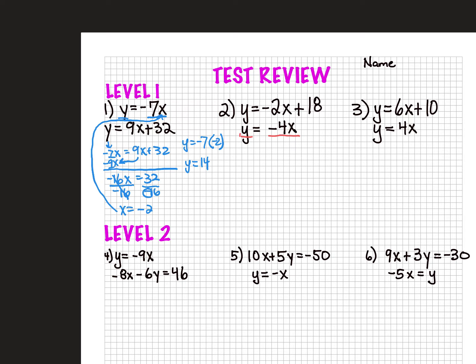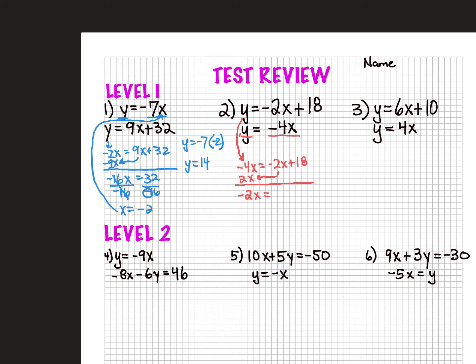Okay, for the second one, y is the same thing as negative 4x, so I can plug it in for the other y. So for this one, I'm going to plug it in and say negative 4x equals negative 2x plus 18. When I move this negative 2x over to get with the other one, it's positive 2x. Now I have 4 people on the negative team, 2 people on the positive team, which means the negative team is going to win by 2 people.